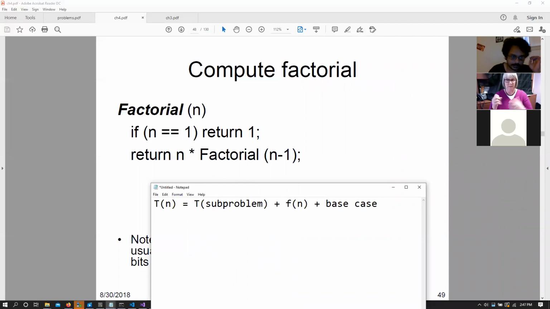Exactly, Brian. So think about this particular thing. We have T(n), and we are trying to find the factorial of this particular number. Every time we are calling factorial of n minus 1. So what is the subproblem size whenever we are calling this function again? Is it n by 2? Is it n by 4? Or is it n minus 1?